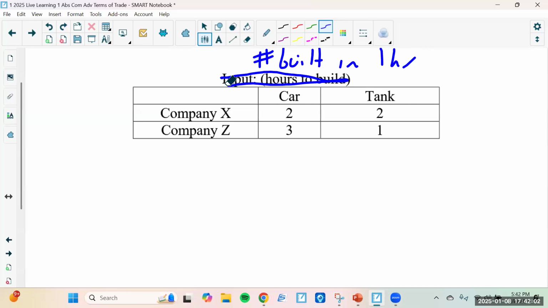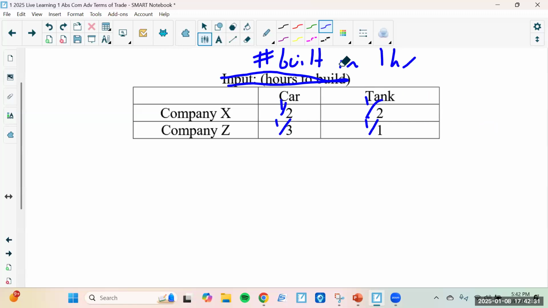And what I do is I go to Company X and I say, "Hey, Company X, it takes you 2 hours to build a car. How many cars can you build in 1 hour?" And they go, duh, only half of a car. Company Z, it takes you 3 hours to build a car. How many cars can you build in 1 hour? And they go, 1/3 of a car. Company X, how many tanks can you build in 1 hour? If it takes you 2 hours to build a tank, well, I can only get a half a tank done. And Company Z can still do 1 full tank in the hour.